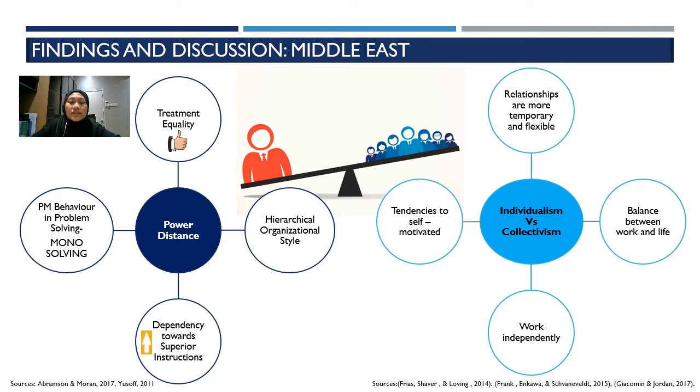Next is the dependency towards superior instruction. We found that half of the interviewees said they have high dependency towards superior instructions in doing their work. Only one interviewee said that they have lower dependency towards superior instruction because they have their own scope of work and also power limitation. They have to complete their task or solve the problem within their own limitation of power.